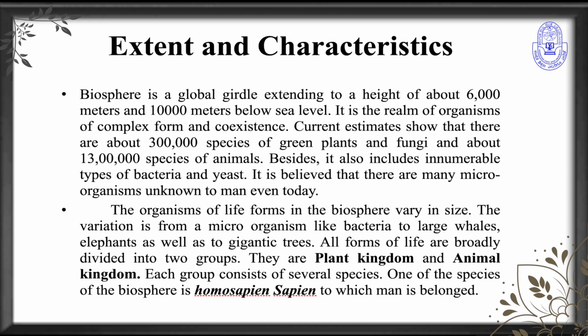The variation is from a microorganism like bacteria to large whales, elephants, as well as to gigantic trees. All forms of life are broadly divided into two groups. They are plant kingdom and animal kingdom. Each group consists of several species. One of the species of the biosphere is Homo sapiens, to which man belongs.